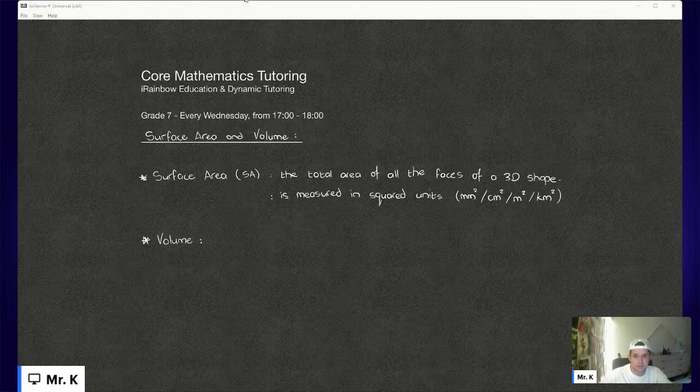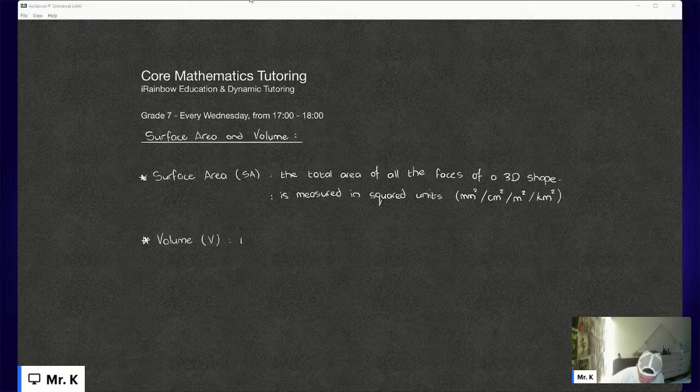So that's what we need to keep in mind about surface area. Then volume has a symbol of capital V. And if we had to define it, a lot of people confuse capacity with volume. They are not necessarily the same thing. Okay.